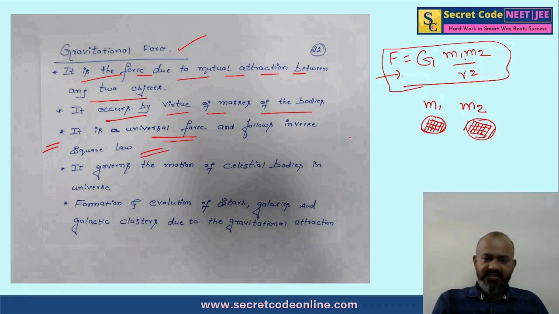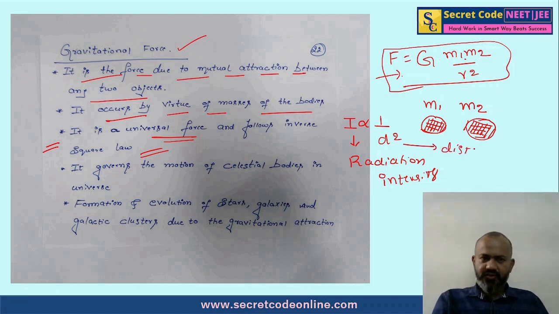You may ask, sir, what is this inverse square law? We know the equation, I by d square. Inverse law is nothing but, let us take I as the radiation intensity and d as the distance. So gravitational force will follow the inverse square law, given by this equation: I is inversely proportional to the square of the distance.